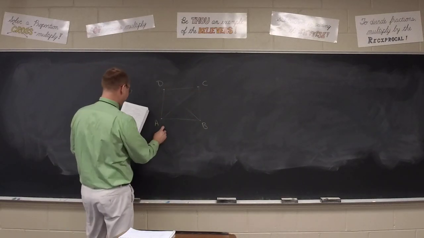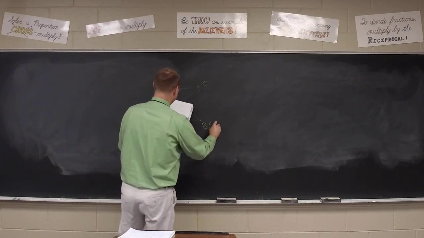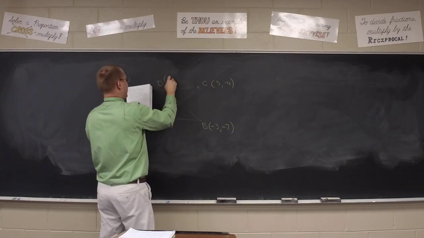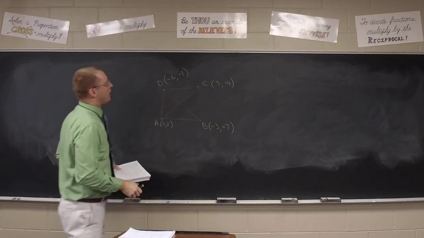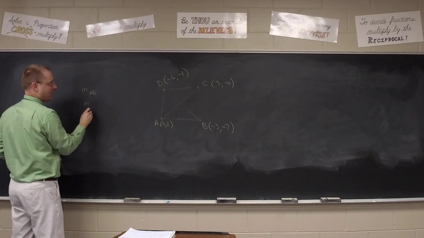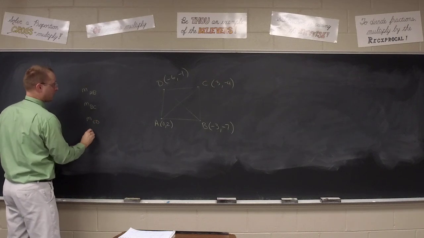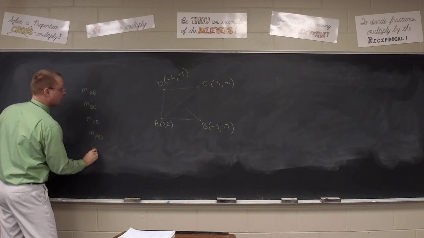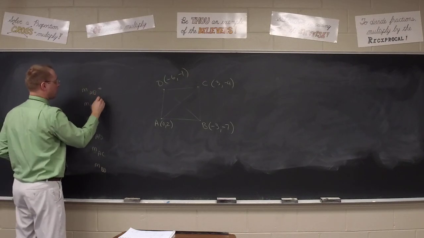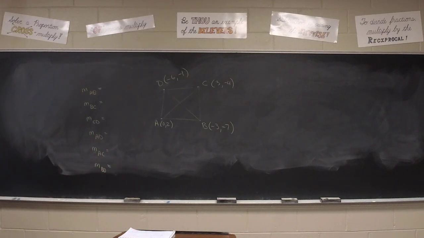All right, so A is, looking at number 4, 0, 2. B is -3, -7. C is 3, -4. D is -6, -1. At your seat, find the slope of all 6 lines. You don't necessarily have to find them in the same order that I do.